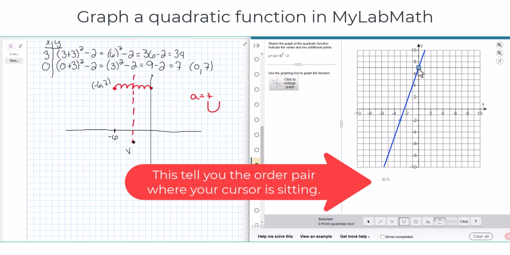Cool. Now we need our third point. You're going to love this. I'm just going to put my cursor here. Now this is the axis of symmetry, right? I'm going to go over to 6. That's what we figured out, right? Negative 6, 7.